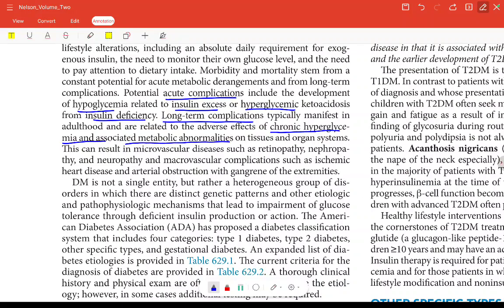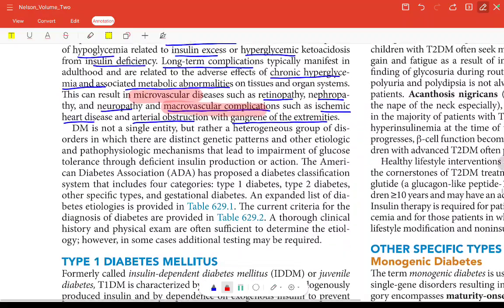Long-term complications happen because of adverse effects of chronic hyperglycemia and associated metabolic abnormalities. This can result in microvascular disease such as retinopathy, nephropathy and neuropathy, and macrovascular complications such as ischemic heart disease and arterial obstruction with gangrene of the extremities. What were the microvascular complications? They were retinopathy, nephropathy, neuropathy, right? And macrovascular complications were ischemic heart disease, arterial obstruction with gangrene of the extremities. Things like these can happen in long-term complications.